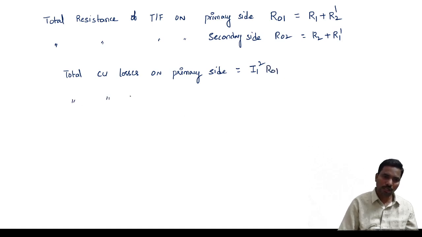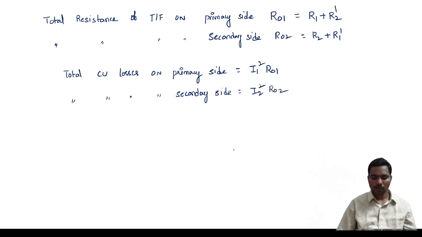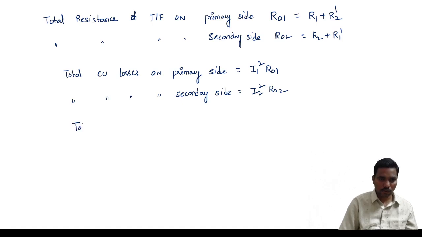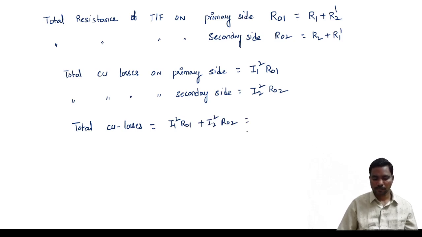Let us take same total copper losses on secondary side. Secondary side we have the current is I2 square and the total resistance R02. So total copper losses on both sides: I1 square R01 plus I2 square R02. Copper losses on primary side is equal to secondary side.